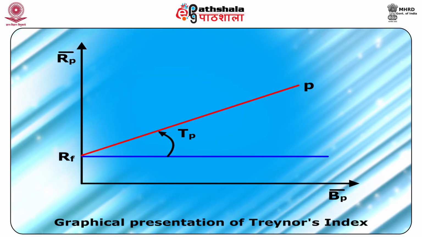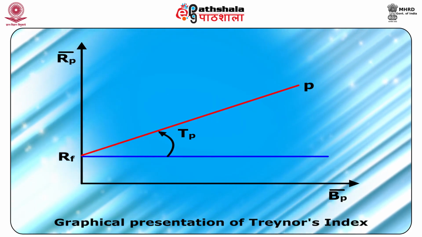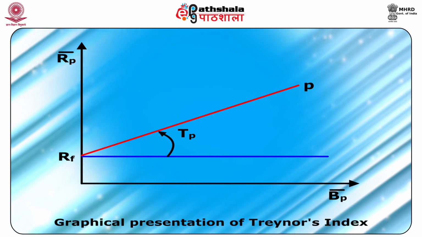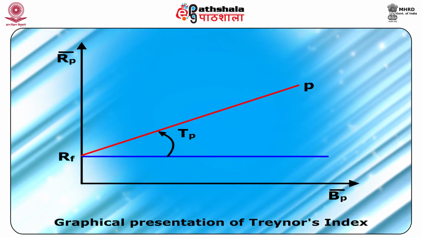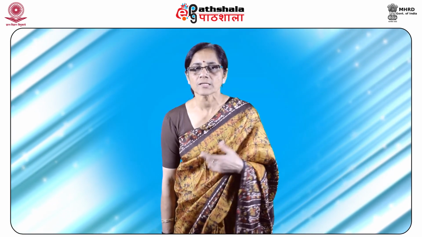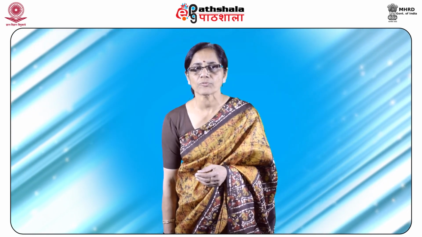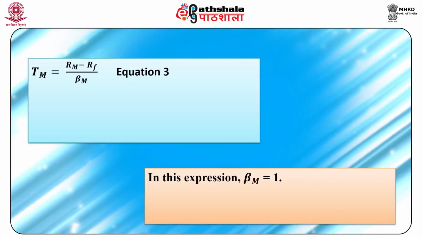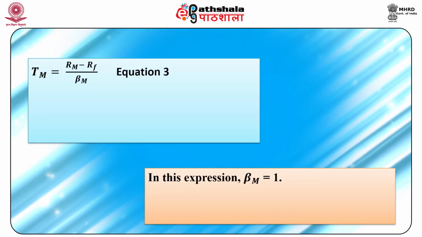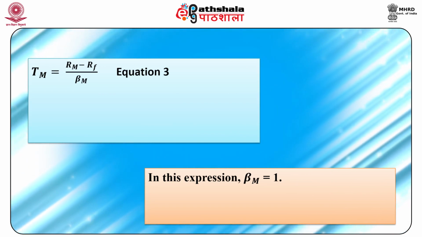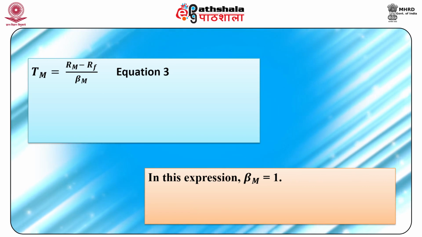The Treynor index considers only systematic risk. It automatically assumes an adequately diversified portfolio. Mathematically, we can write equation 3, that is, the Treynor index for the market portfolio is given as TM = (Rm - Rf) / beta m. Here beta m is equal to 1.